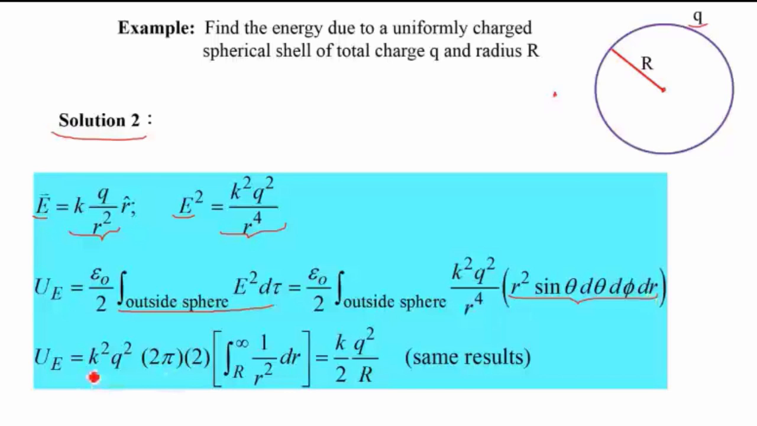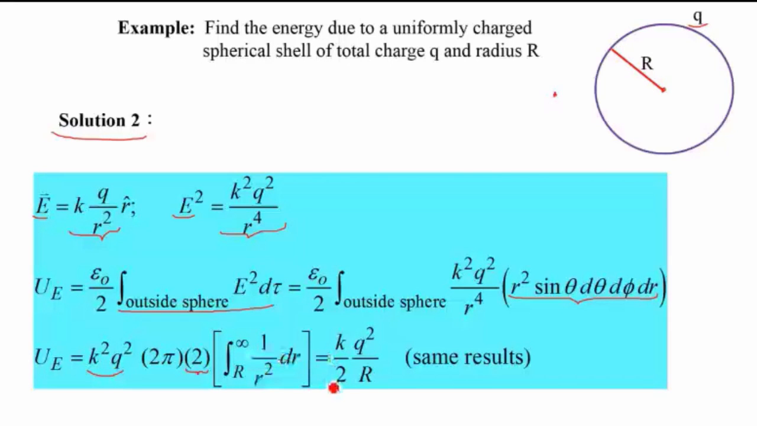Simplify what we have here then. We have k squared Q squared. The 2 pi comes from the integral over phi. The 2 comes from the integral of sine theta d theta. And remember, the range for theta is 0 to pi. The range for phi is 0 to 2 pi, and that's why we get 2 pi. And this involves the integral from capital R to infinity so that we get the total field.